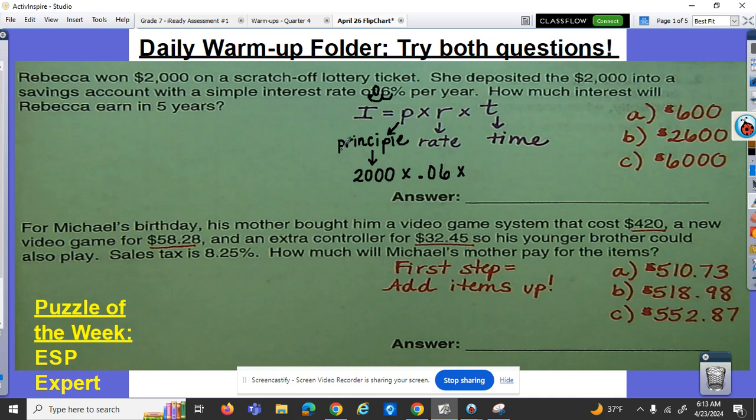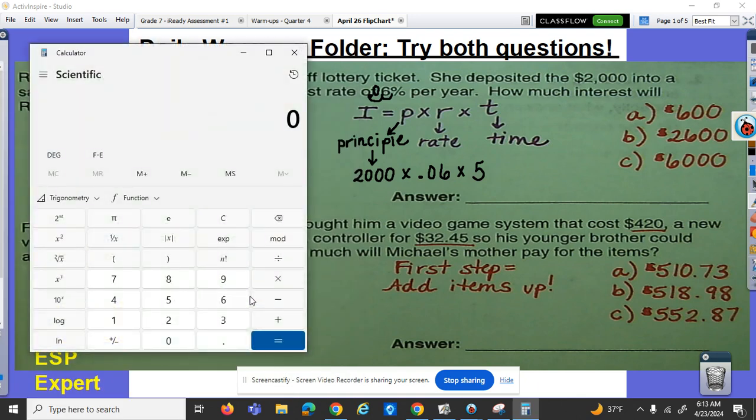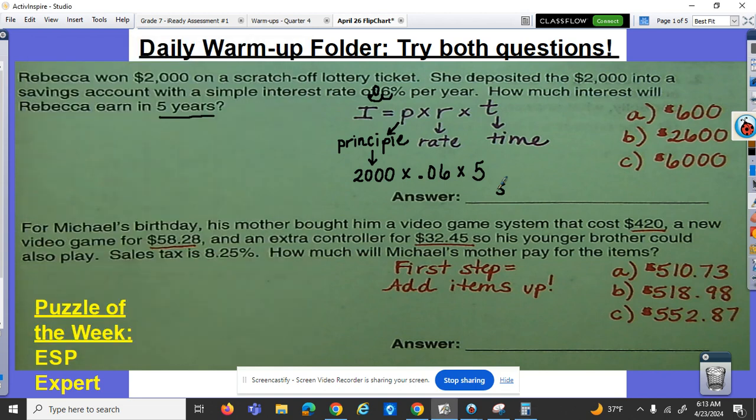Okay, our time is 5 years. Remember, since it's already years, we keep it as a whole 5. We only had to change it if it was given to us in months. All right, let's calculate that. Okay, our answer is $600. And we don't have to do anything else extra because all they wanted was the interest. So we figured it out.